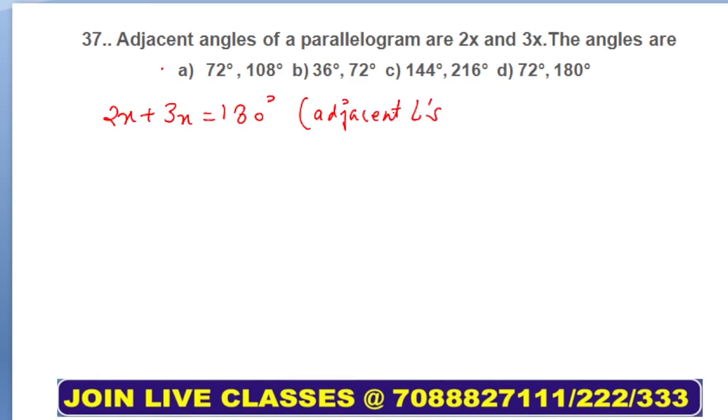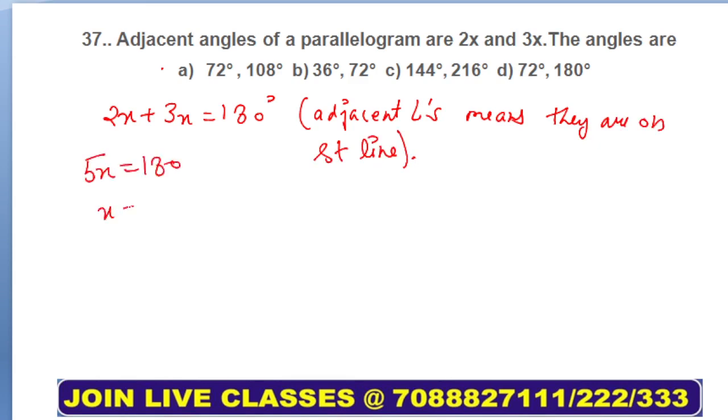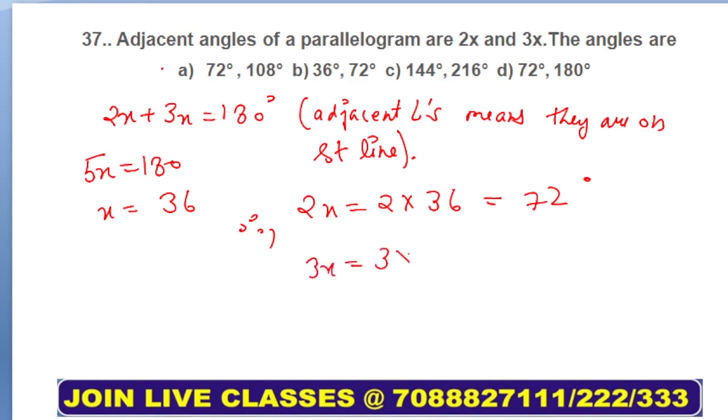And adjacent angles mean they lie on the same straight line, and sum of angles on a straight line is 180. This is 5x equals 180. x comes out to be 36. 5 6s are 30, so x is 36. You need to calculate these angles. Therefore, what will your angles be? 2x, 2 into 36, 2 6s are 12, 2 3s are 6, 72 degree. And 3x, 3 into 36, 108 degrees. So your angles are 72 degrees and 108 degrees. That is option A, right?